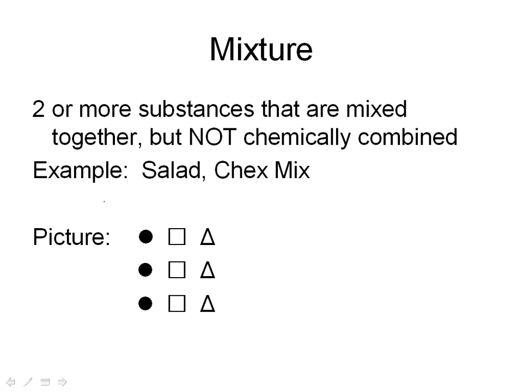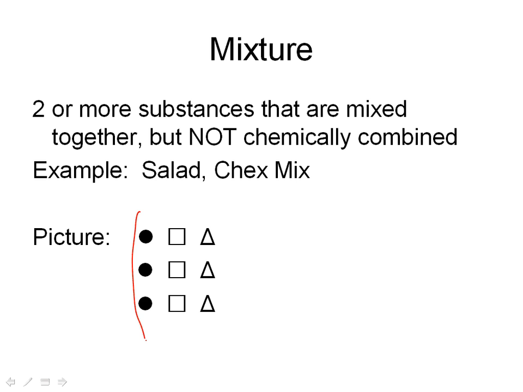Mixtures are going to be 2 or more substances that are mixed together but not chemically combined. Examples, you've got salad or Chex Mix. And your Chex Mix, you know what, I love the little triangles. They're like cheese bites. They're good. And I like the Chex pieces, but I'm not real big on the pretzel bites. So I can pick out the pretzels if I want. That's how you can tell if it's a mixture. If you can easily separate the parts of a substance, that's going to mean it's a mixture.